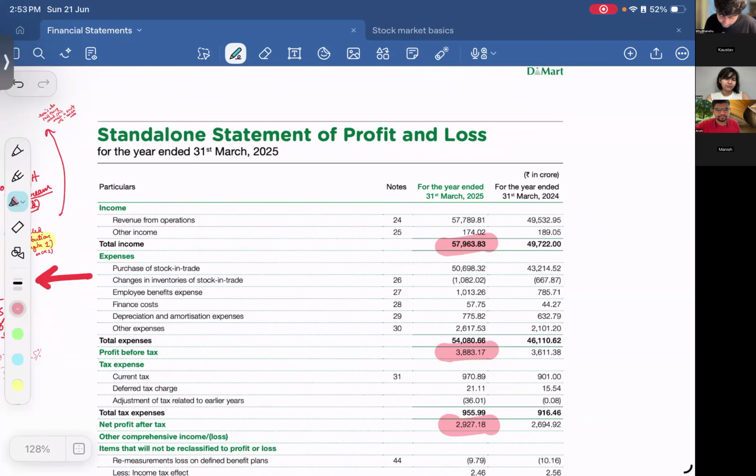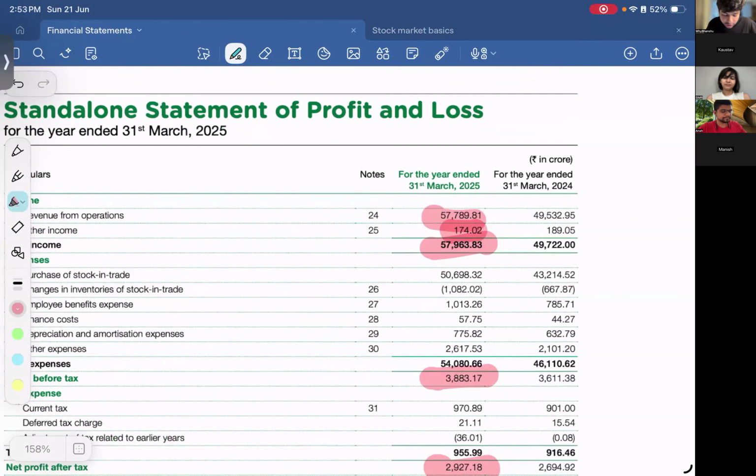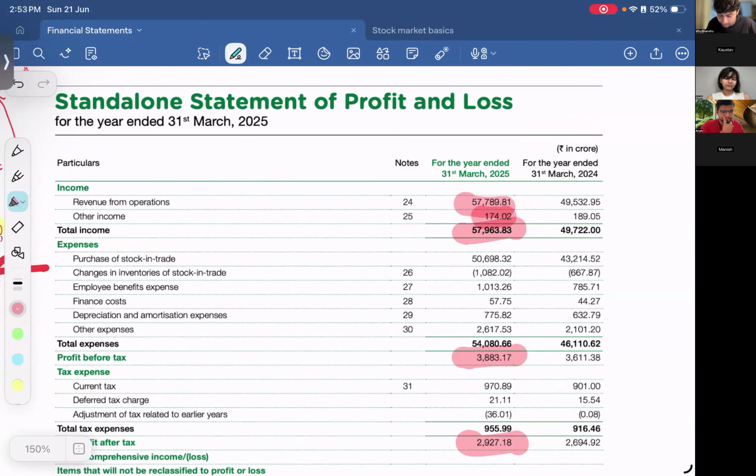Right. So that's your first bucket. After that, you have something called other income. So it's income which is not from revenue, but from return on investments that you have done. You could have invested some money, you got maybe some percent interest. That is also an income for you. So that's usually very small. You add both of these up, you get total income, which is this number right here, 57.9 thousand crores.